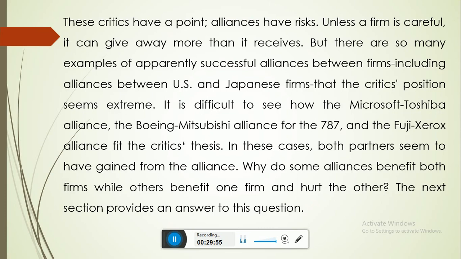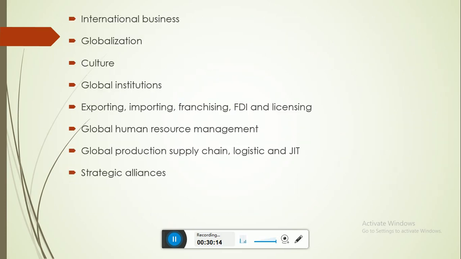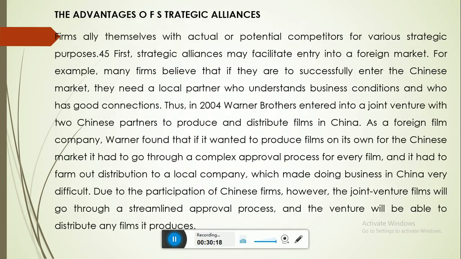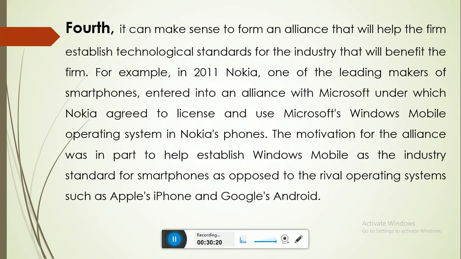regarding them. Once everything is clear, once everything is okay, once you believe that it's to the benefit of both companies, it's a mutual benefit, then you go for that alliance, then you follow the strategic alliance. So that's the last topic for your international business so far.